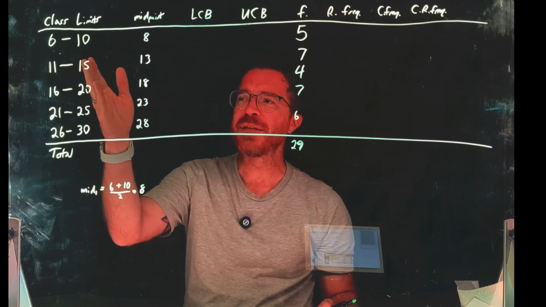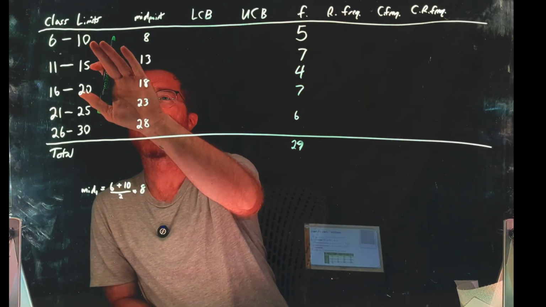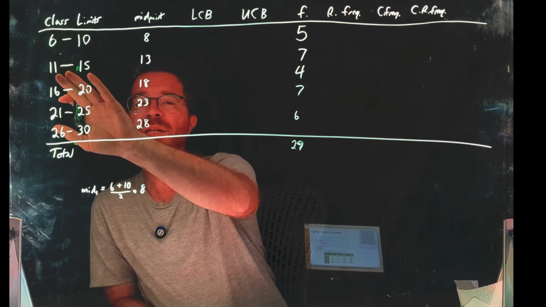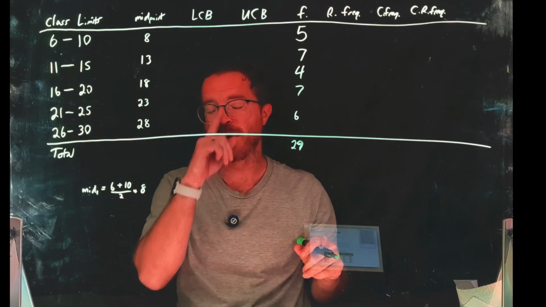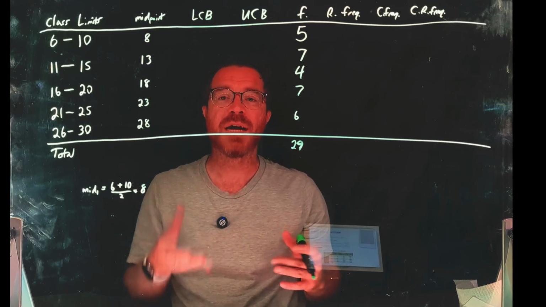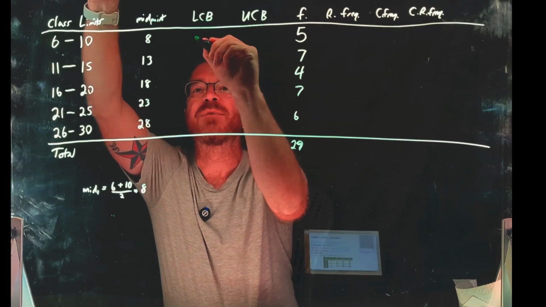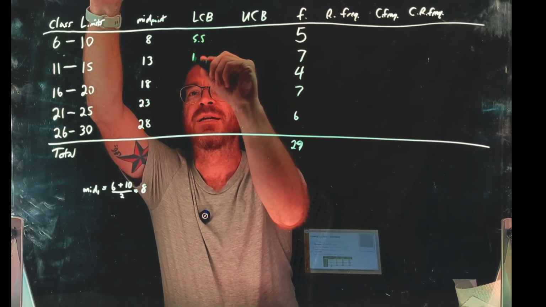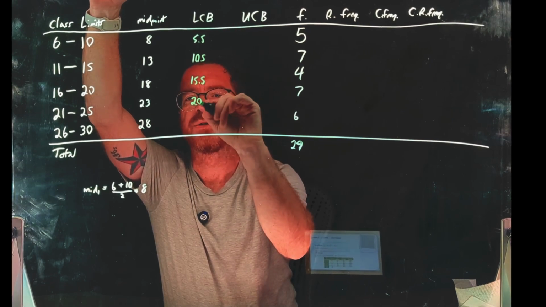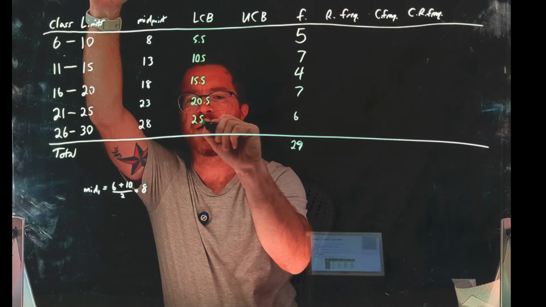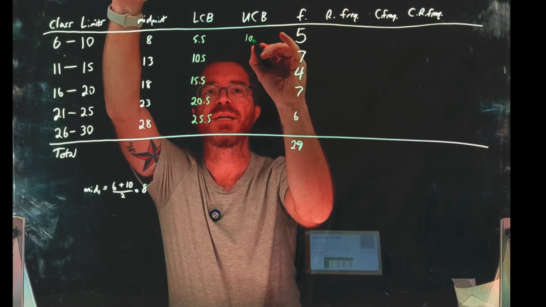So now, based on this, we have to figure out what our tolerance is. Our tolerance is going to be based on the difference of our upper class limit of one group to the lower class limit of the next group, meaning that we have a difference of 1, so we have a tolerance of 1, meaning we're going to be, again, subtracting and adding 0.5 for our lower class boundaries and our upper class boundaries. So our lower class boundaries are going to be 5.5, 10.5, 15.5, 20.5, and 25.5.